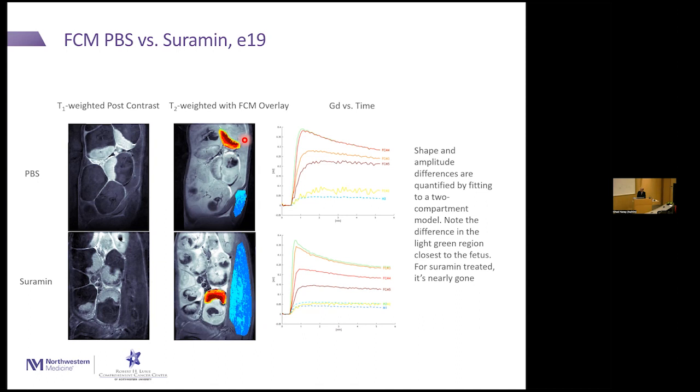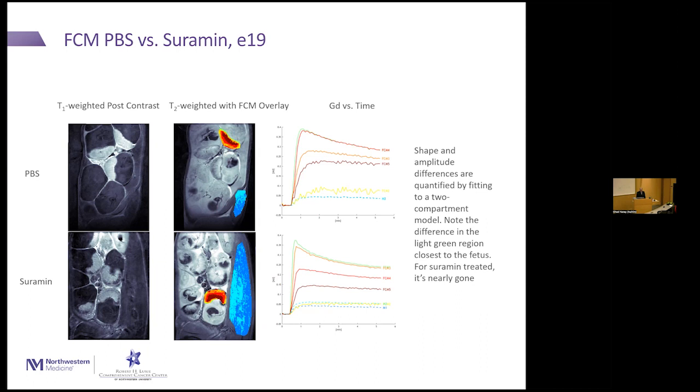I like to call this the thin mint. So this little green line here is matched to this green line here, and you can see how it increases sharply. And then here on the suramin rat, you barely can see that green line. It has a similar profile, but there's less of it. So what does that mean?